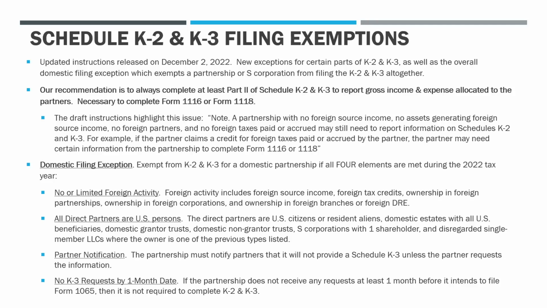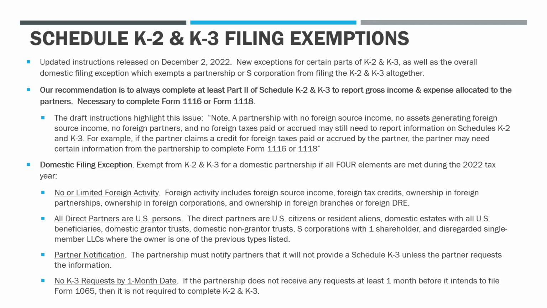So the first one is no or limited foreign activity. This one sounds kind of obvious, but it's important to note because some partnerships might have a limited amount of foreign activity, and so there are exceptions which say that, well, if the amount of passive income you have is nominal or there's no foreign tax credits that might be allocated, then you could be exempt.